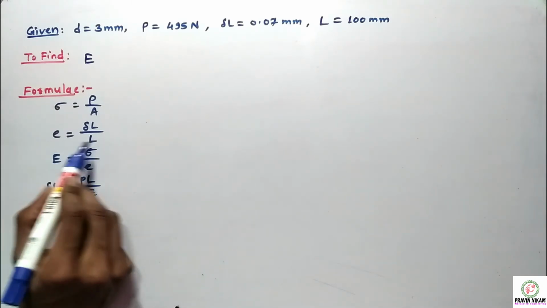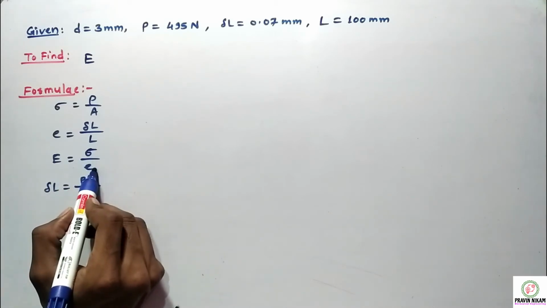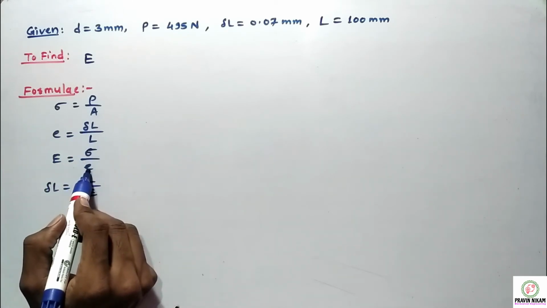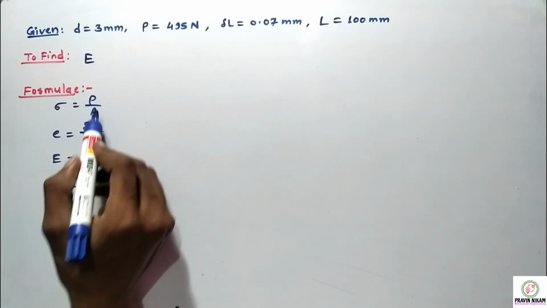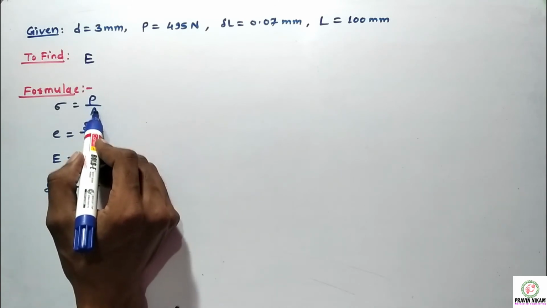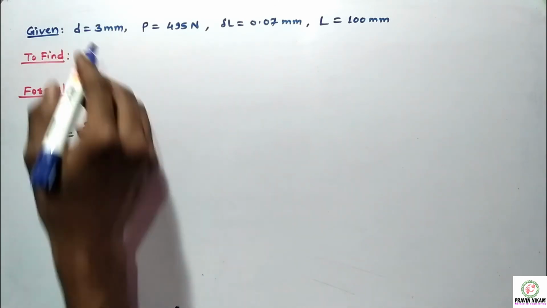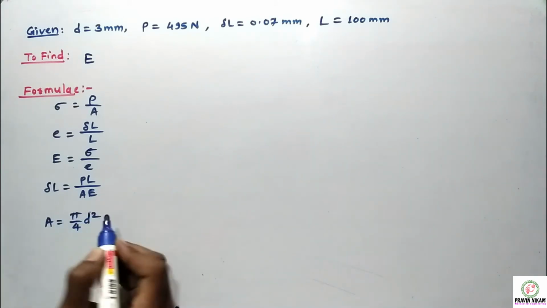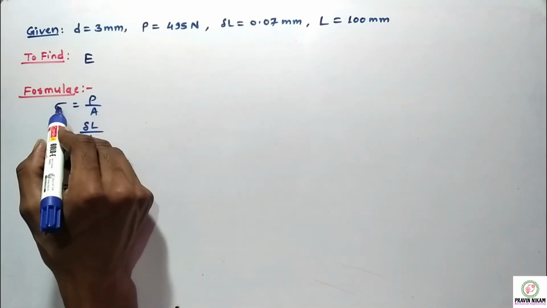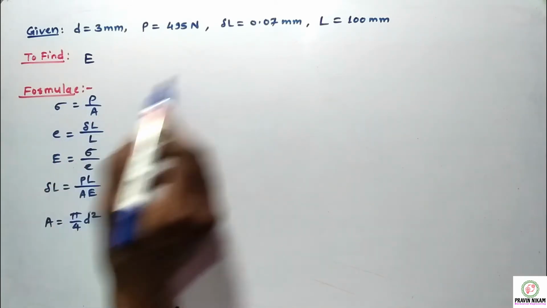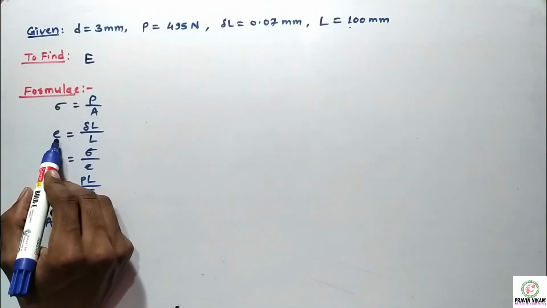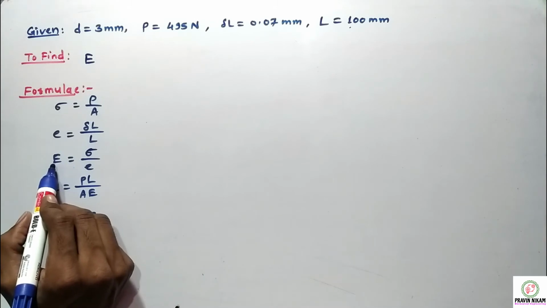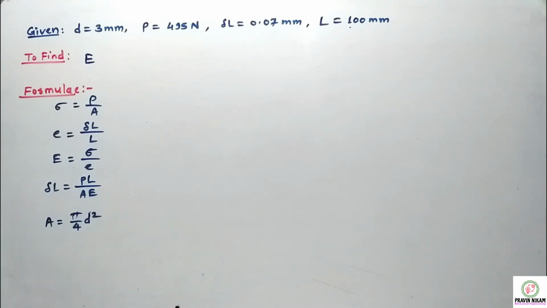So for this equation you require sigma and small e. Now how to find sigma? Sigma is equal to P by A, and how to find small e? Small e is equal to delta L by L. Here P is given, area is not given, but we know the diameter, so area is equal to pi by 4 d square. First find out area, then find out sigma, then delta L is given, L is given, so you can easily find out small e, and then put these two values, you will get the value of modulus of elasticity. So let us see the solution.